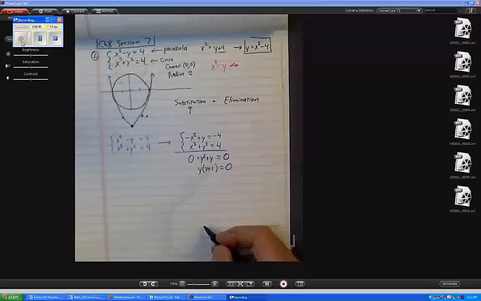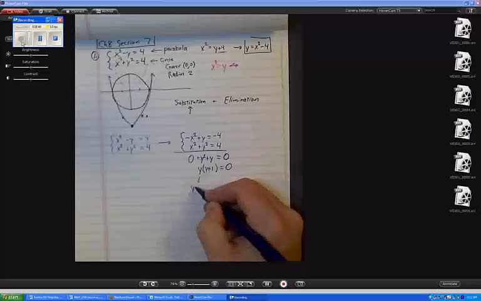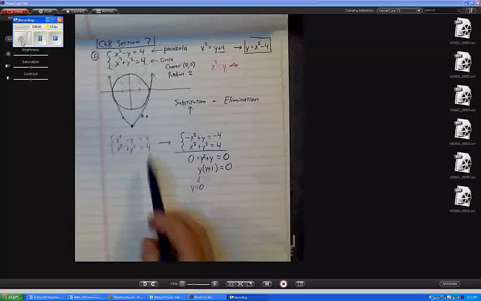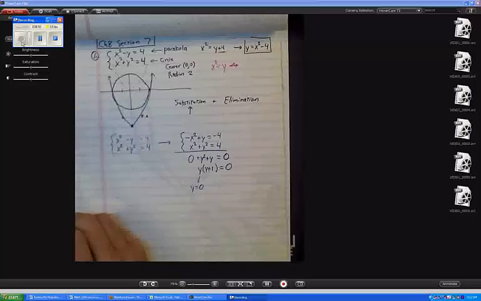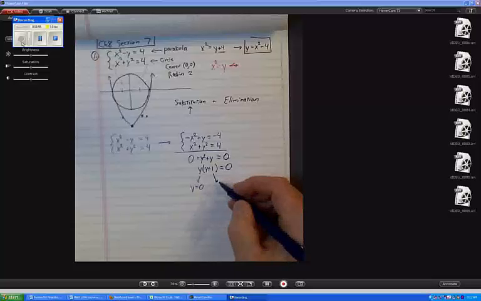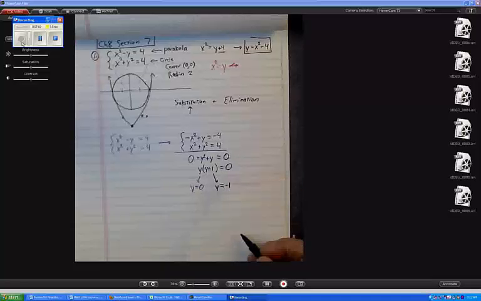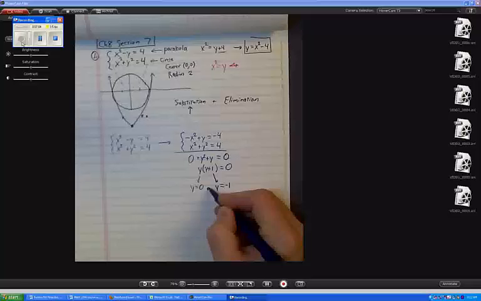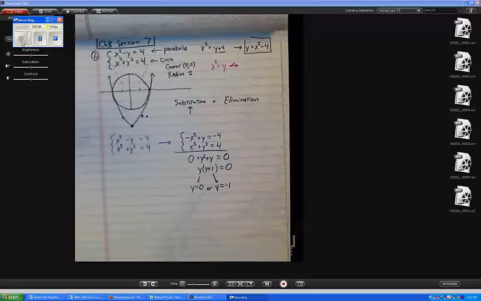And so this tells me that y could equal 0. By the way, that's what I was seeing on the picture, that it seems like they're going to intersect at y equals 0. And this tells me something else could happen. This tells me that y might equal what? Negative 1. Now, I have y equals 0 or y equals negative 1.